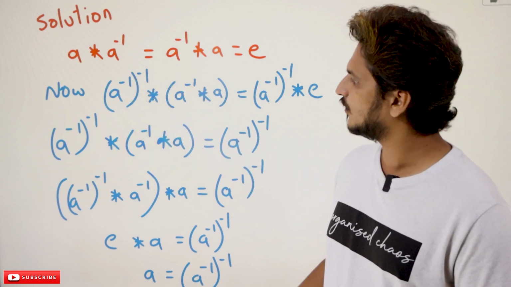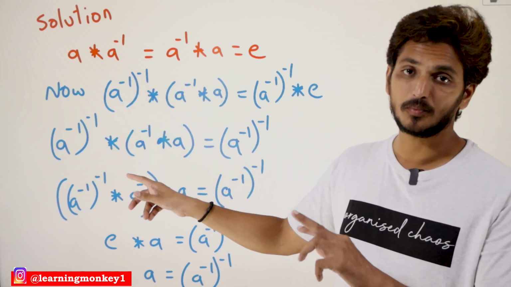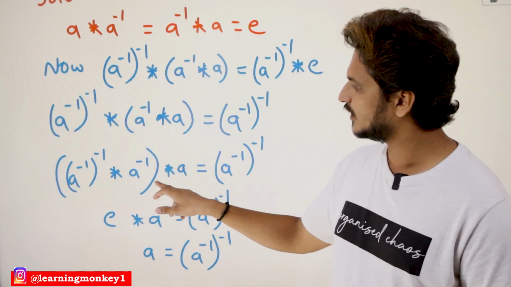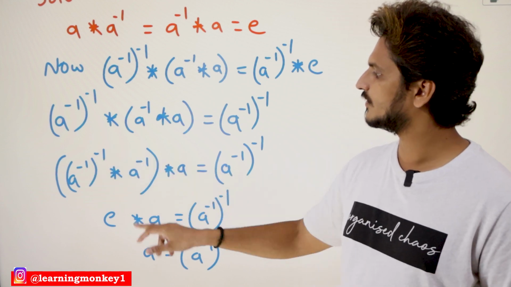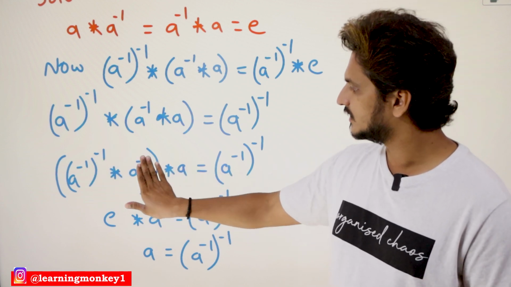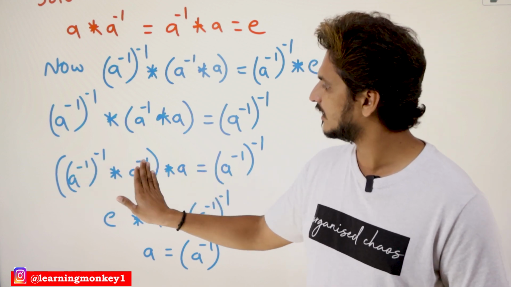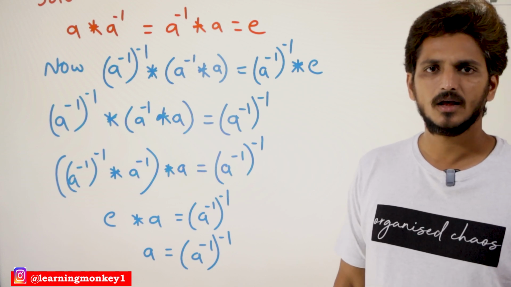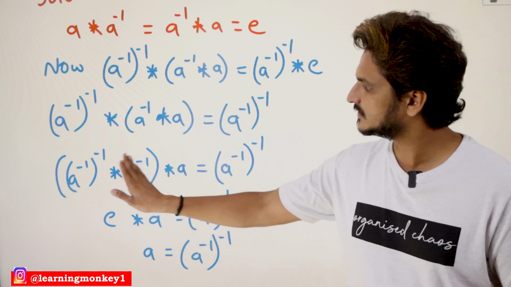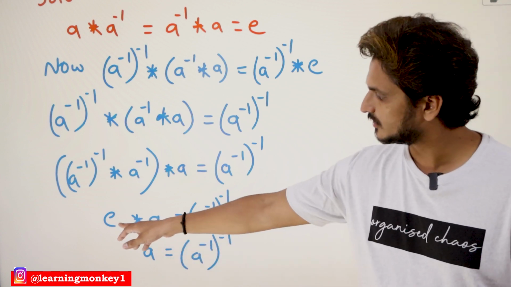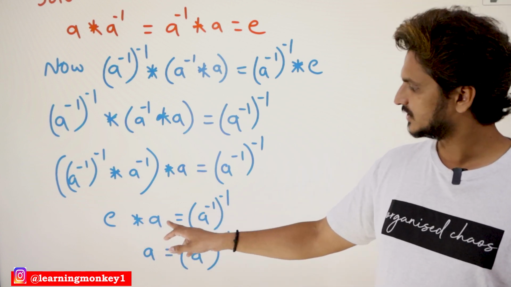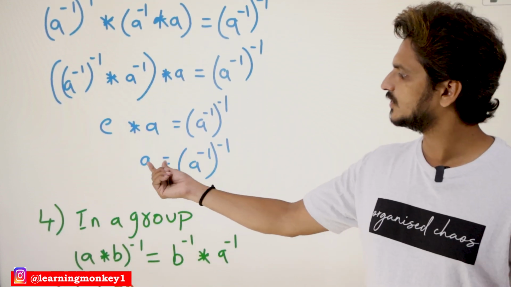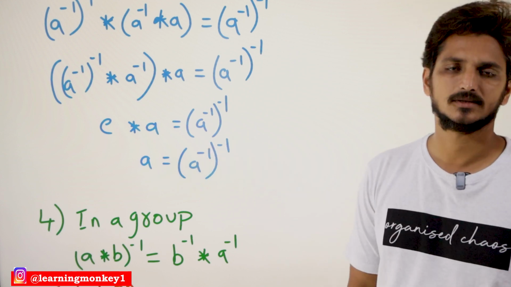And on the left hand side, we can apply the associative law. Means these brackets can be applied on any side. So this is how we have written: A inverse whole inverse, binary operation, A inverse. Take A inverse as X. X inverse binary operation X, what are you going to get? E, the identity element. That's what we got. E binary operation A, you are going to get A. So we have shown A equal to A inverse whole inverse.